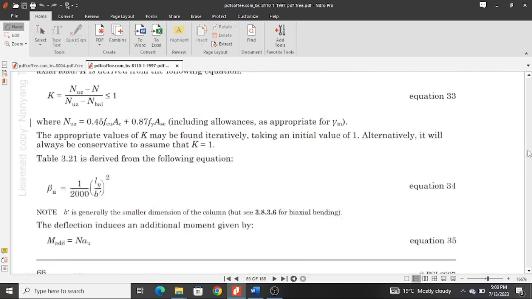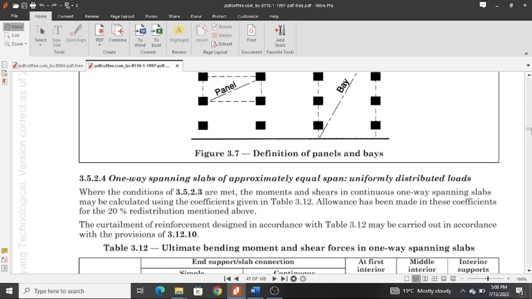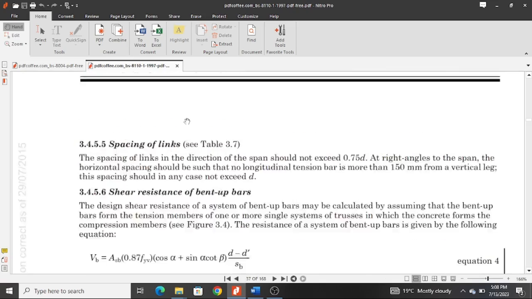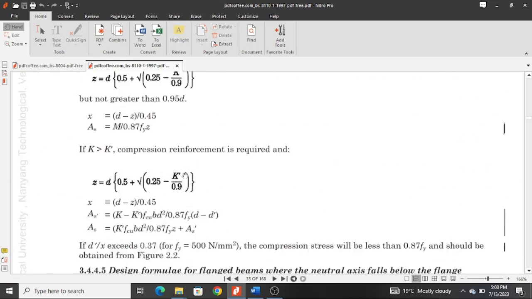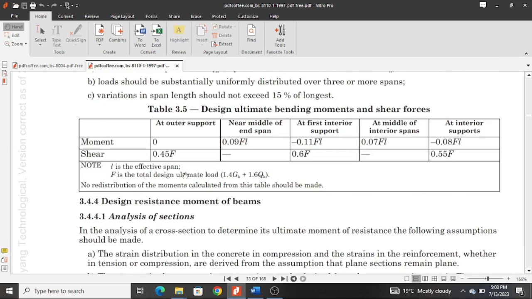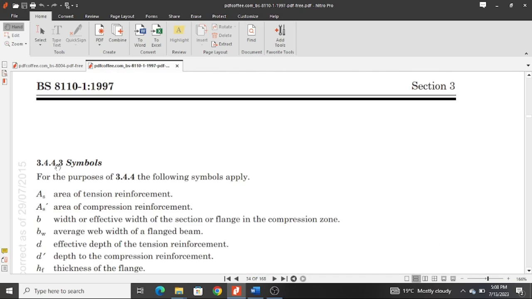3.8, 3.6, 3.5, 3.45. Yeah, so this is the section, 3.4.4.3. Yeah, this is the section.